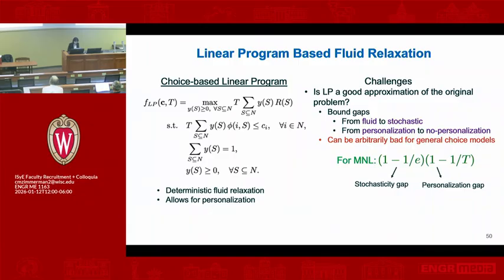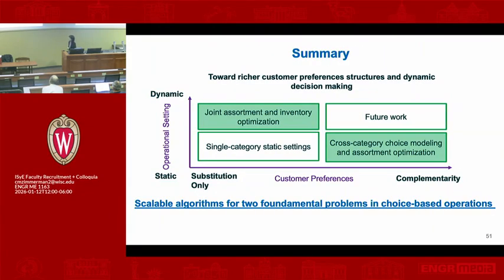And that's the second product. Here, we focus on how to develop a 2-step algorithmic framework for faster and also more effective decision-making. And I want to conclude here that a unifying theme or goal of both projects is to develop scalable models and algorithms for some fundamental problems in choice operations when we move toward richer customer preferences and dynamic decision-making.